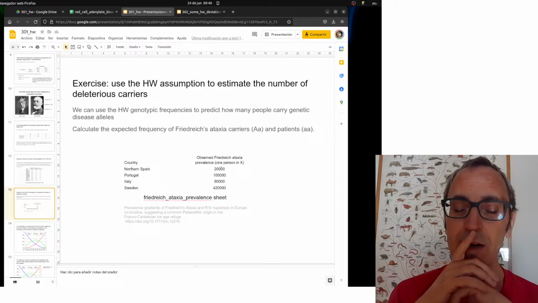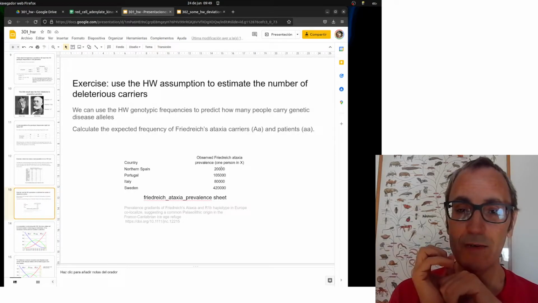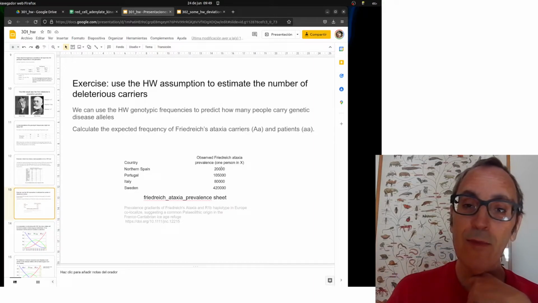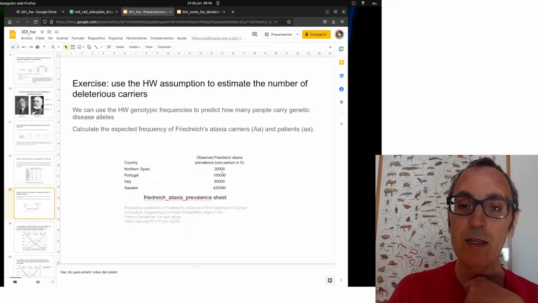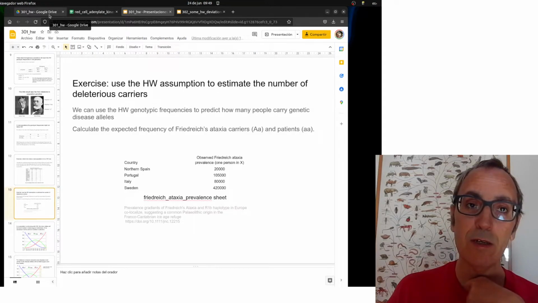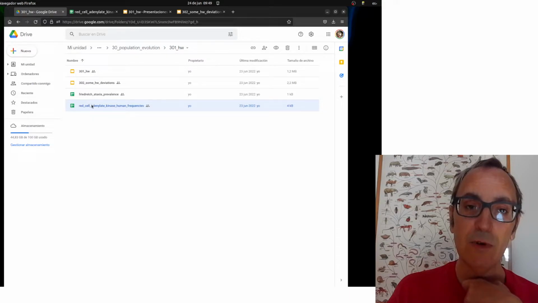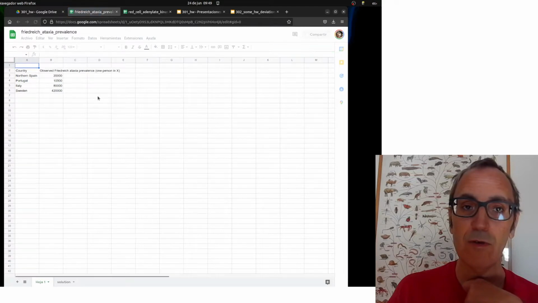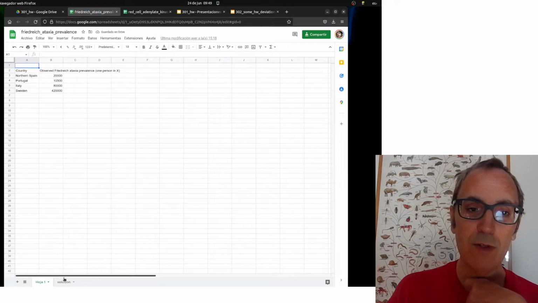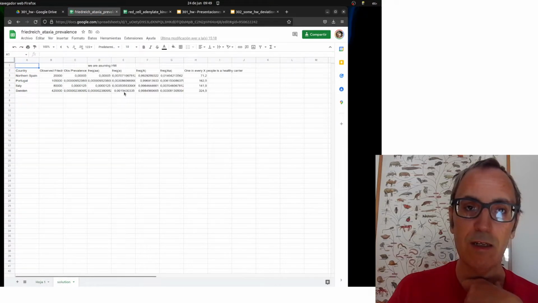Of the genotype homozygous for the recessive allele. But from there, if you assume Hardy-Weinberg, you can calculate the allelic frequency and all the other frequencies. Okay, and this is what you have in this exercise. So if you want, you can do the exercise, and there is the solution.